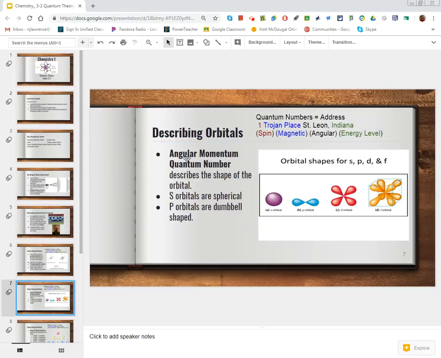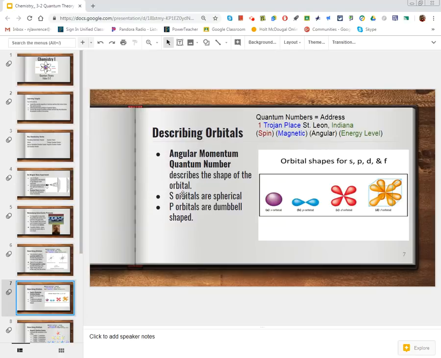So the next number we look at is called the angular momentum quantum number. This I equate to kind of like the city you would live in. It tells us a little more information about the electron, but the angular momentum is specific in telling me the actual shape of the orbital. And remember, the shape of the orbital is the probability shape. Where would I most likely find an electron within an atom? So again, the orbital has different shapes. We're going to look at the s, p, d, and f orbitals.